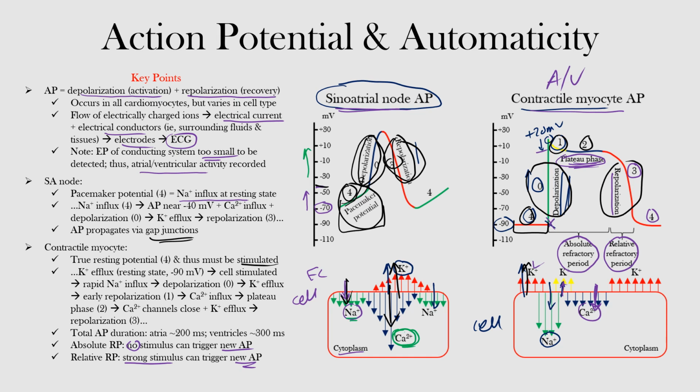Now the total action potential in the atria is about 200 milliseconds, and in the ventricles about 300 milliseconds. Remember, with the absolute refractory period, we cannot have a stimulus that triggers a new action potential. But during that relative refractory period, we can actually have a strong stimulus that can trigger a new action potential. Well, that's the end of this lecture. We discussed the action potential and automaticity of the sinus node and contractile myocytes. I hope you learned something.